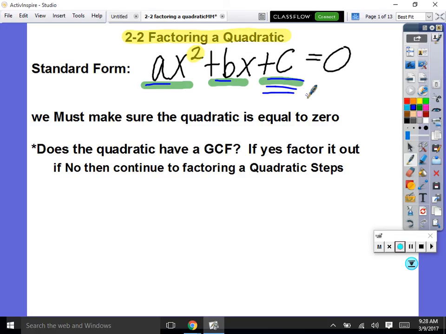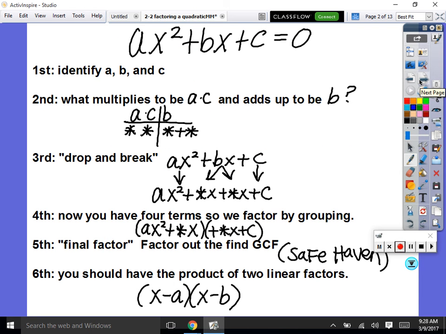The first thing you're going to ask yourself is, does the quadratic have a greatest common factor? If the answer is yes, you'll factor that out first and then continue with these steps. So here are the step-by-step instructions. Look at your worksheet. You have them already written down for you for the most part. Now these instructions are going to seem like, what the heck, at first. You're going to be like, I am not really sure what you're talking about. But once you see a couple of examples, you'll see the steps. Okay, so everybody look at your paper. These are literally step-by-step instructions on how to factor a quadratic.